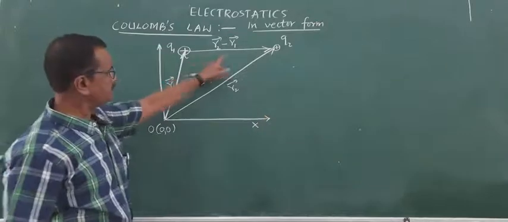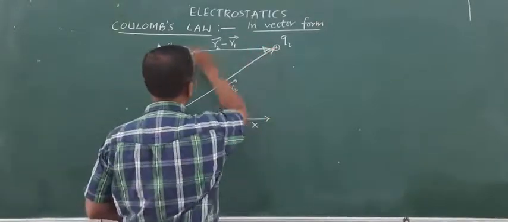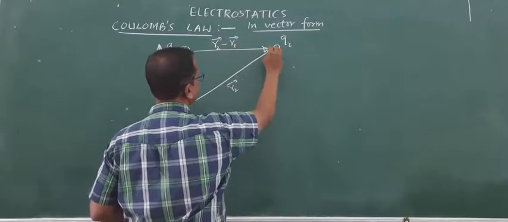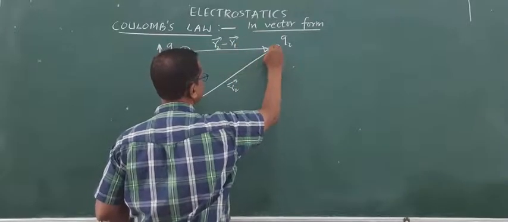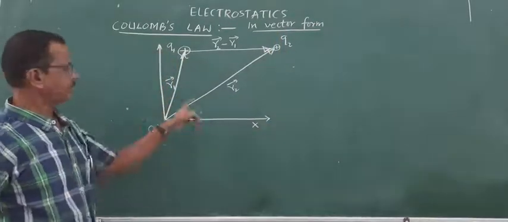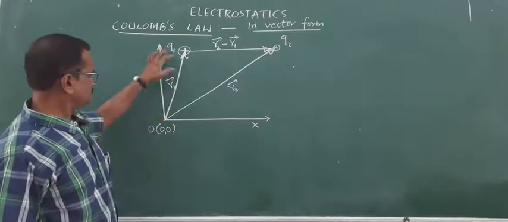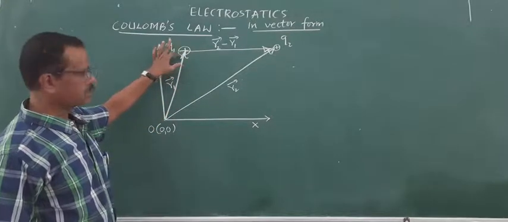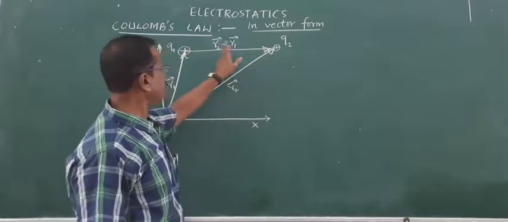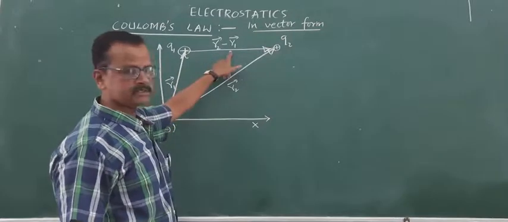You can look at the arrowhead, which is from Q1 to Q2. This vector is R2 minus R1. You can verify this: if you add the vector from origin to Q1, that is R1, and the vector from Q1 to Q2, R2 minus R1, R1 cancels.